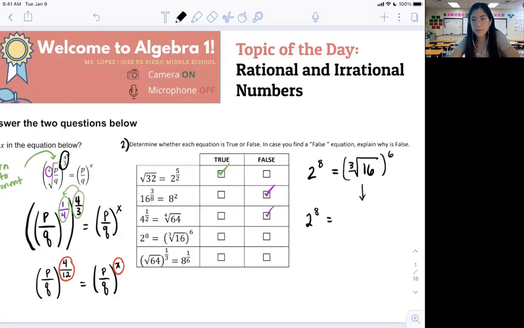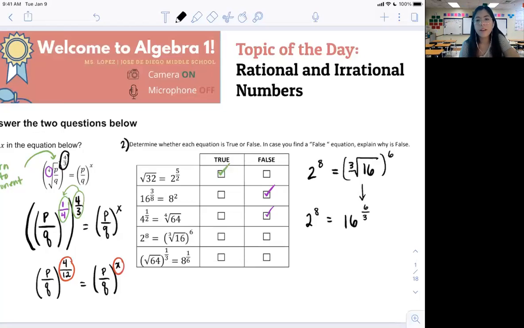We have to find the cube root of 16. I'm not going to evaluate it yet. I'm just going to turn it into an exponent. So converting it, 16 is going to be the base, 3 will be the denominator, and 6 will be the numerator.